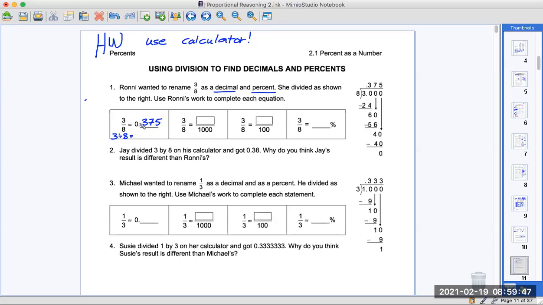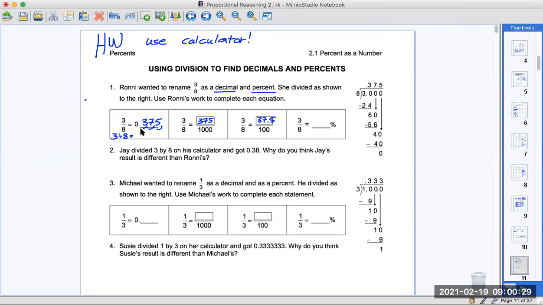Because we have 3 decimals and it's over 1,000, you have 3 zeros. So 3/8 is the same as 375 thousandths. And then over 100, we're only using 2, so it would be 37.5. So you notice if you have 2 zeros, you move your decimal 2 spots. If you have 3 zeros, you're moving it 3. So the zeros tell you how many spots you move your decimal.